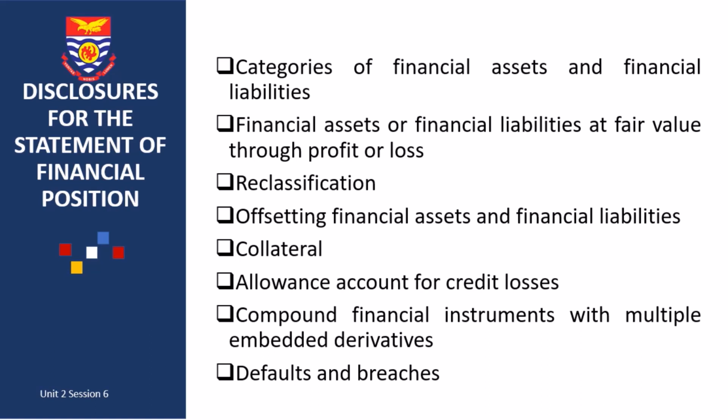And then you have to also disclose any compound financial instrument with multiple embedded derivatives. So we said derivatives are basically financial instruments that derive their value from an underlying instrument. Then you also have to disclose if there is default and breaches in the contract. You have to make these disclosures as well.